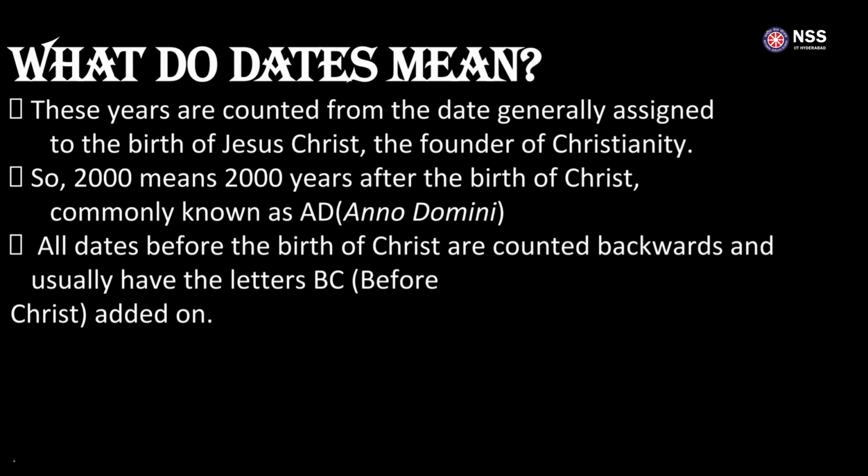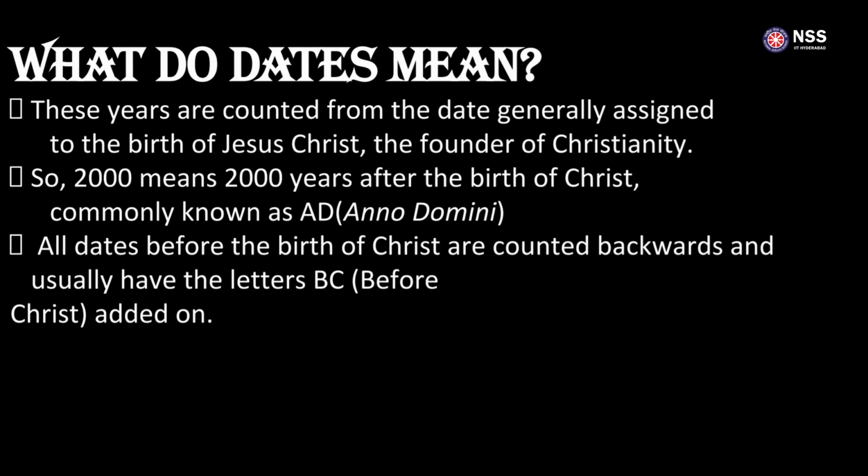So these years are counted from the date which is assigned to the birth of Jesus Christ. You know Jesus Christ, right? He is the founder of Christianity. For example, the year 2000 means that 2000 years after the birth of Jesus Christ, that year is named 2000. So by the year 2020, you mean that 2020 years after the birth of Jesus Christ, it's now 2020. It means the number of years after the birth of Jesus Christ are counted. It's generally also called AD, which means Anno Domini.